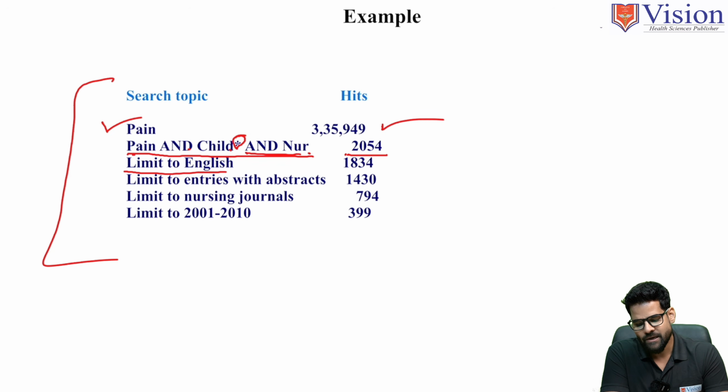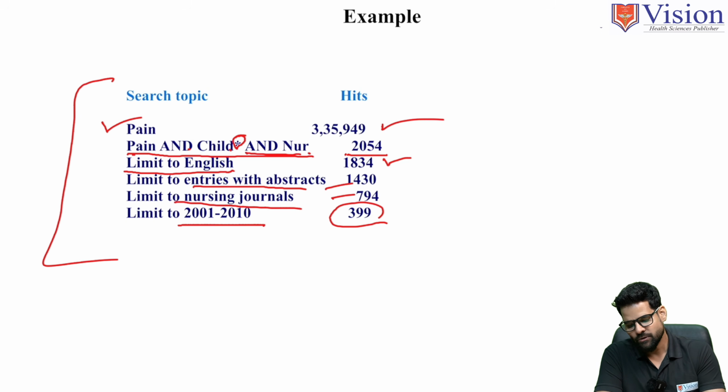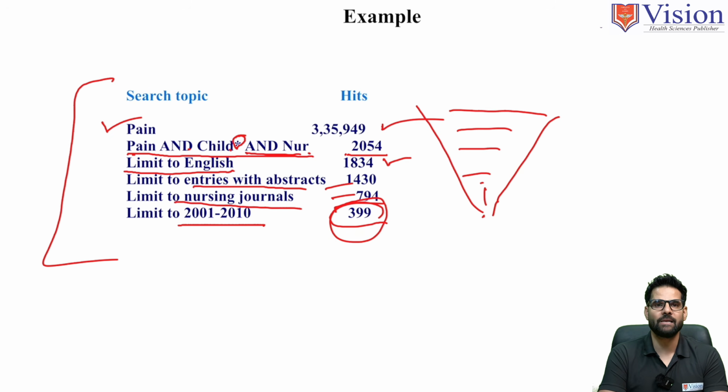Then you limit that to English by putting that filter. So now only 1834. Limit to the abstract, then again it's narrow, 1430. Limit to the nursing journals only. That's on, I only want the articles that are published in the nursing journals. Then it is 794, and then in the last 5 years only. Okay, then it's only 399. So this is how we have started and eventually it became very narrow. So I can just read only 399 articles to get the relevant literature.